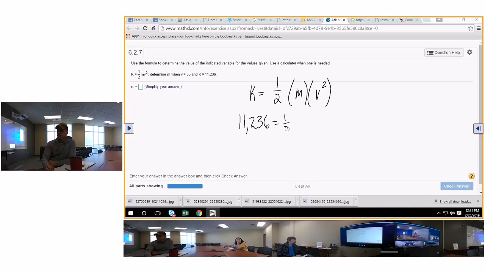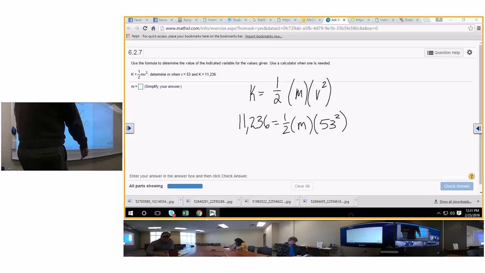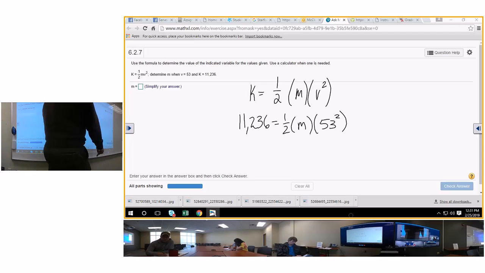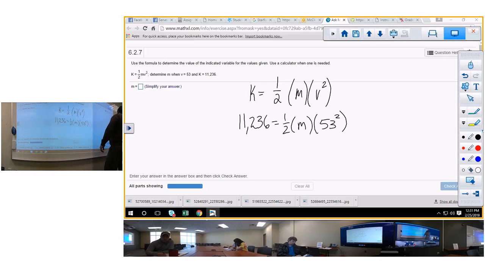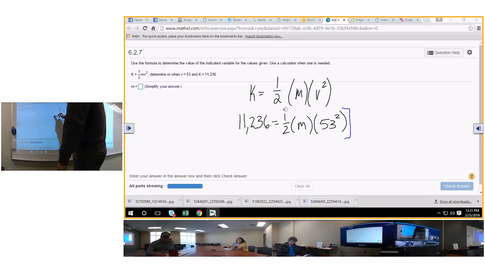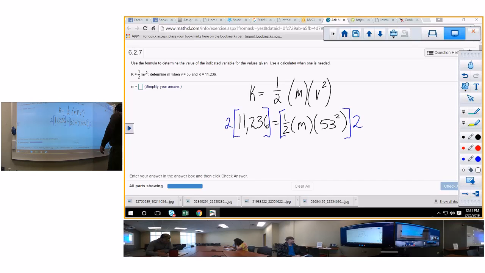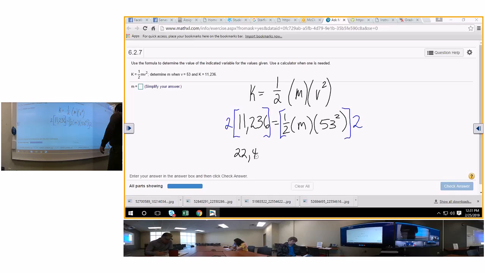11,000 equals 1/2 m times 53 squared. I need somebody to take your handy dandy calculator and multiply 53 squared, but first I'm going to multiply both sides by what? 1/2. Nope. The reciprocal of 1/2. Common denominator. 2. And that gives us 22,472. Somebody check me. 22,472.